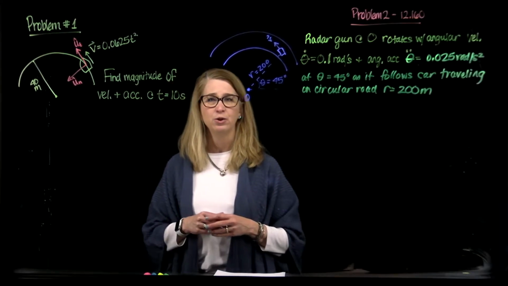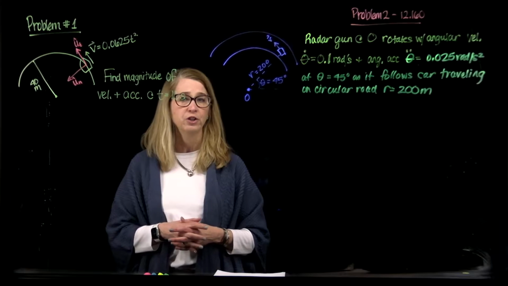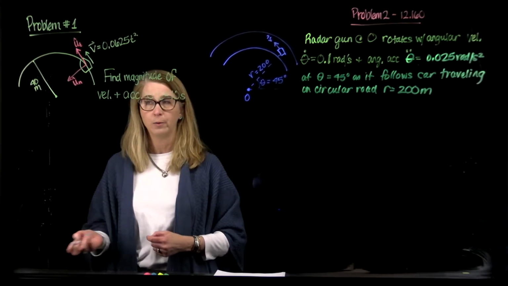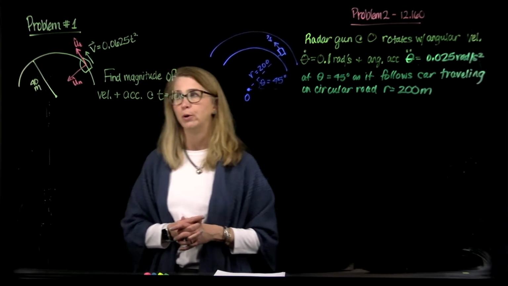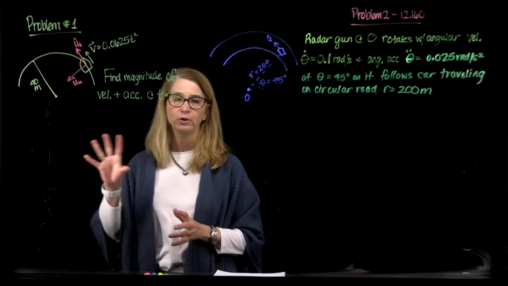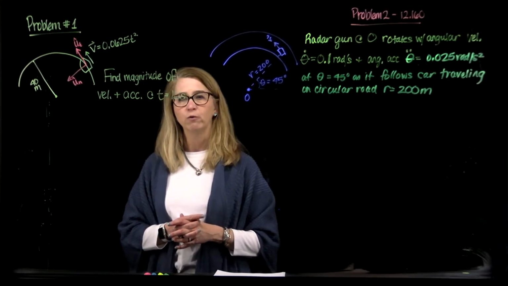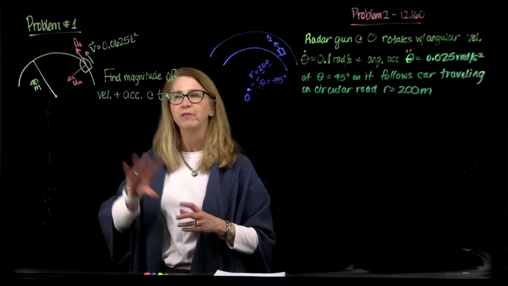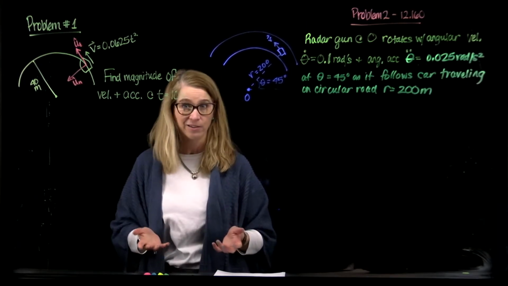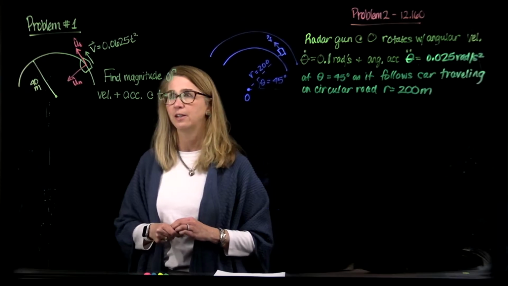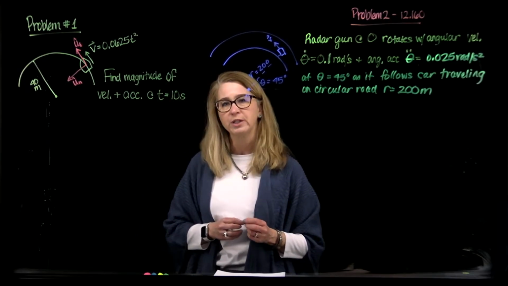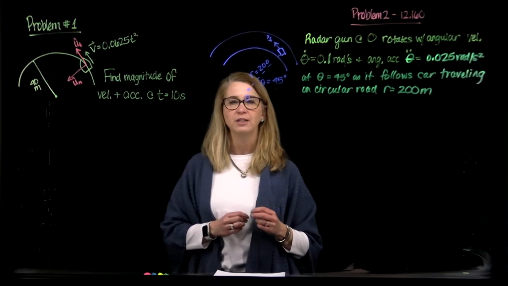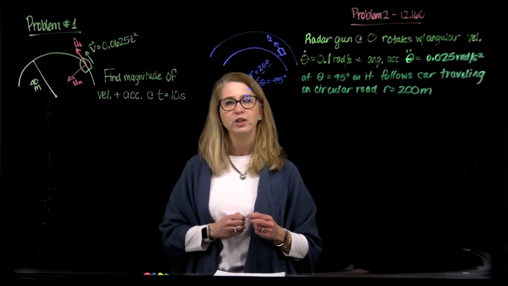So hopefully seeing these two contrasted will also help you differentiate between the cases when you would go to polar coordinates versus tangential and normal. In problem one, we have a boat traveling in a semicircular path with a radius of 40 meters. The speed depends on time, so it doesn't make sense to say instant in time, but the speed is 0.0625 times the time squared.